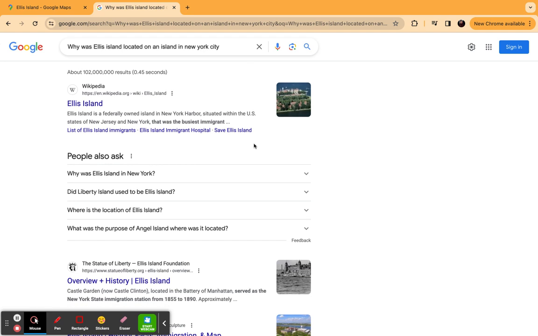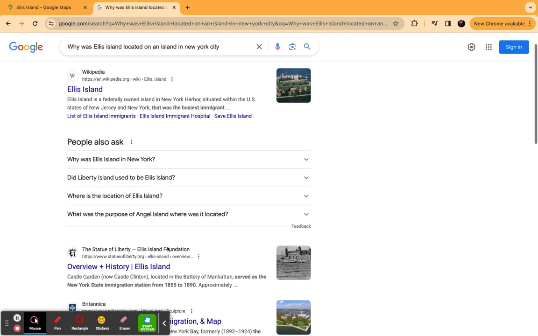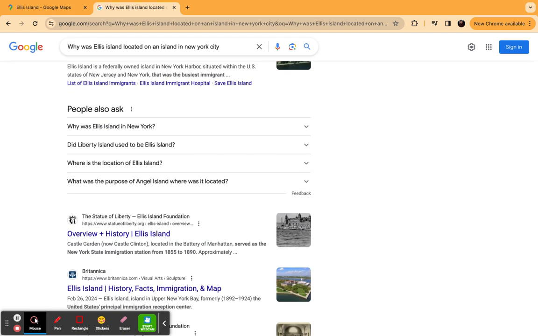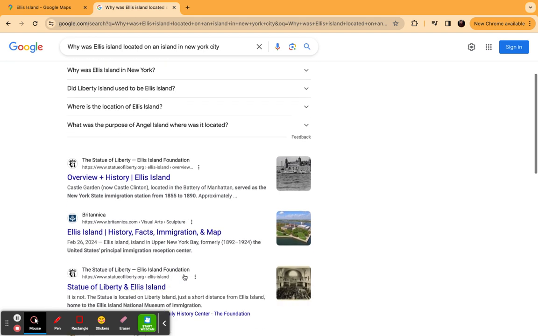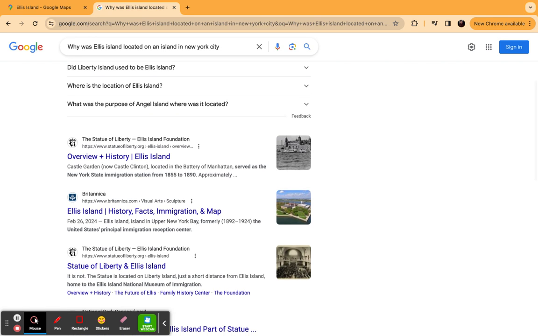I'm going to scroll down. I'm not paying attention to what other questions people ask because I'm focusing specifically on this question for this project. And I am looking for additional research. So over here, I have the Statue of Liberty, Ellis Island Foundation. The first thing I'm noticing when I'm looking at this is that this is a .org.